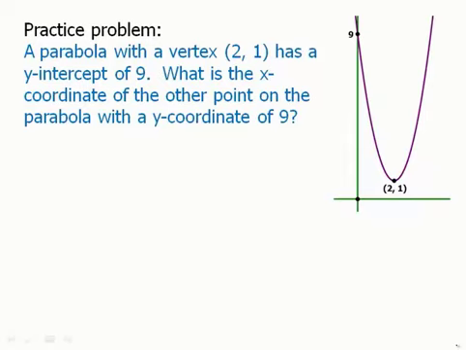Okay, so we're told the vertex, so that automatically means that we know the line of symmetry. So the line of symmetry would be the line x equals 2. It would go right up the middle of this parabola. We have a y-intercept of 9. Well, let's think about this. That y-intercept is 2 units to the left of the line of symmetry. Well, where would the other point be? It would be 2 units to the right of the line of symmetry. So it would have a y-coordinate of 9 and an x-coordinate of 4. In other words, 4, 9.